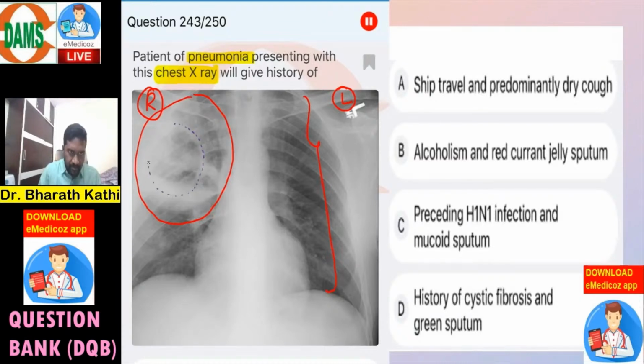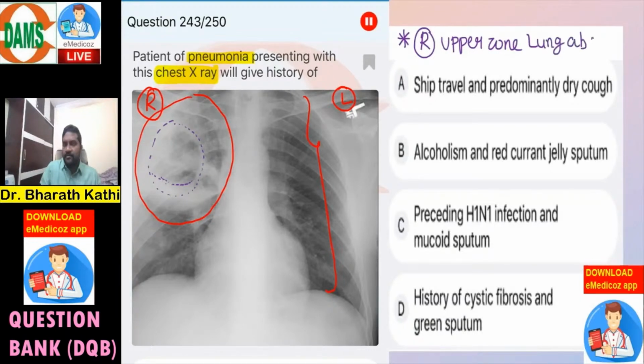well-defined round area filled with air looking like a cavity. In that cavity, you can also see a fluid level. So a cavity with a fluid level is called a lung abscess. So here you can see a right upper zone lung abscess. But it is not yet over.